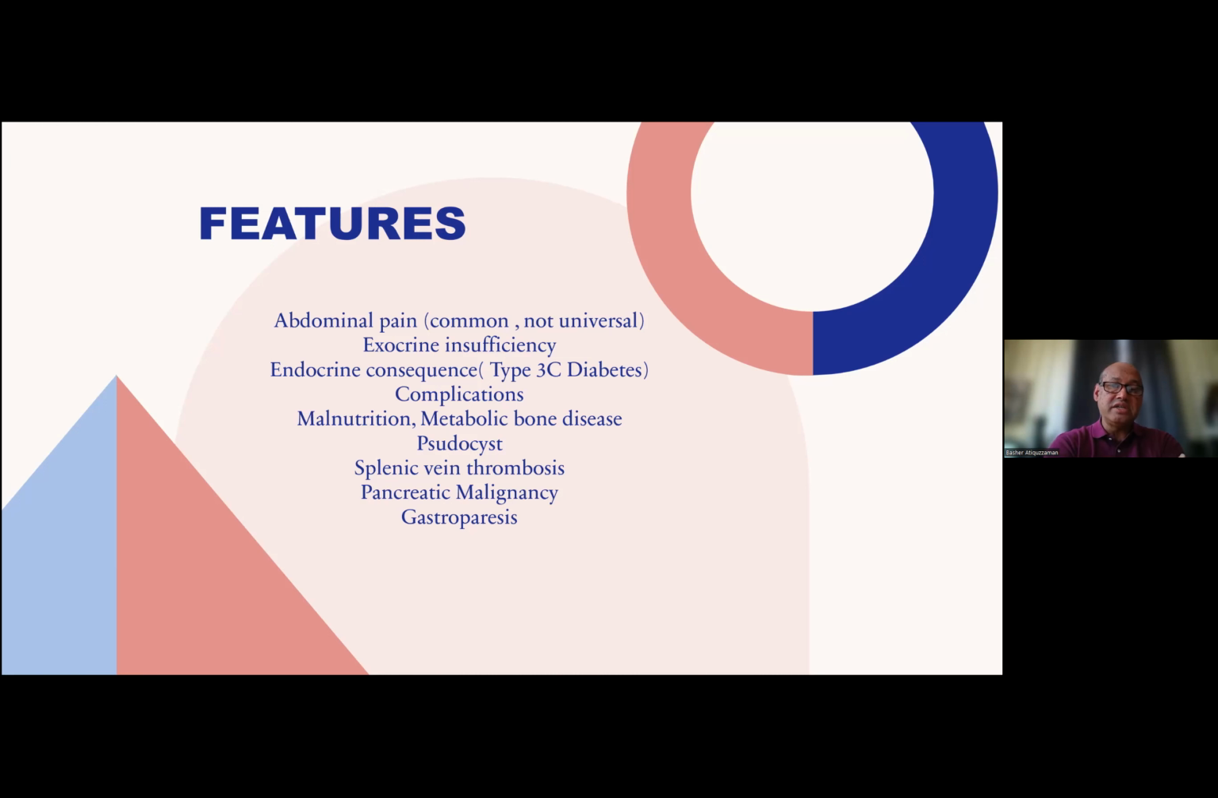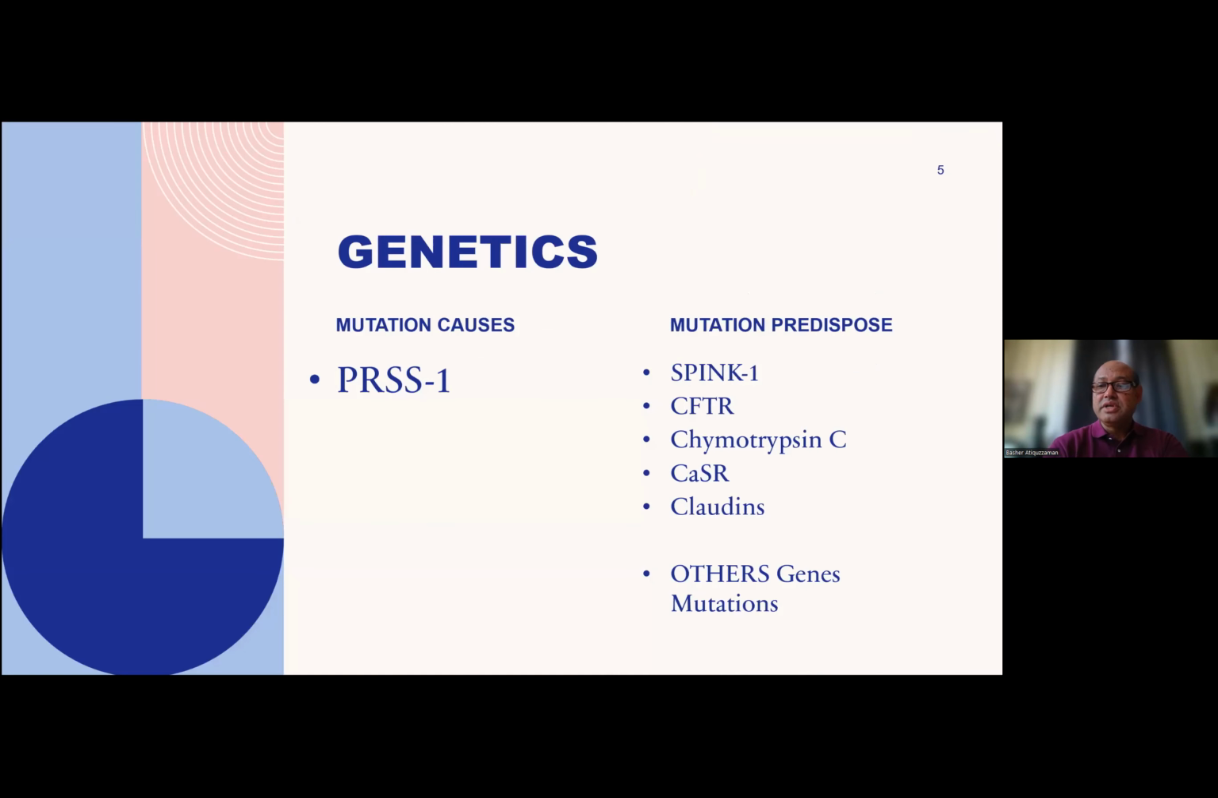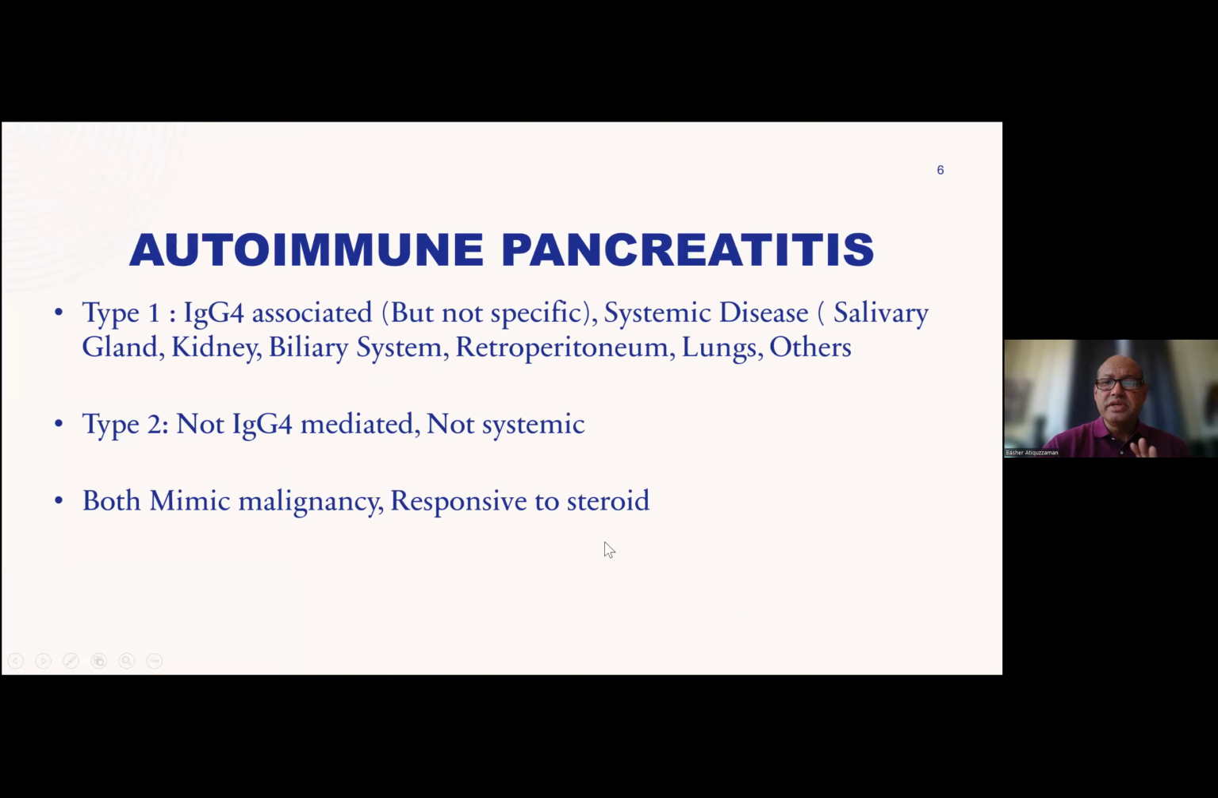In fact, many patients come to us for gastroparesis and we do the workup and find out this patient has chronic pancreatitis. So when you talk about the genetics, there is some genetic factor that causes pancreatitis. The mutation in PRSS1 is the biggest one. And other mutations can predispose to chronic pancreatitis. One is SPINK1, we know CFTR, which is in cystic fibrosis, chymotrypsin C, CASR, claudin, and also very rare genetic mutations.